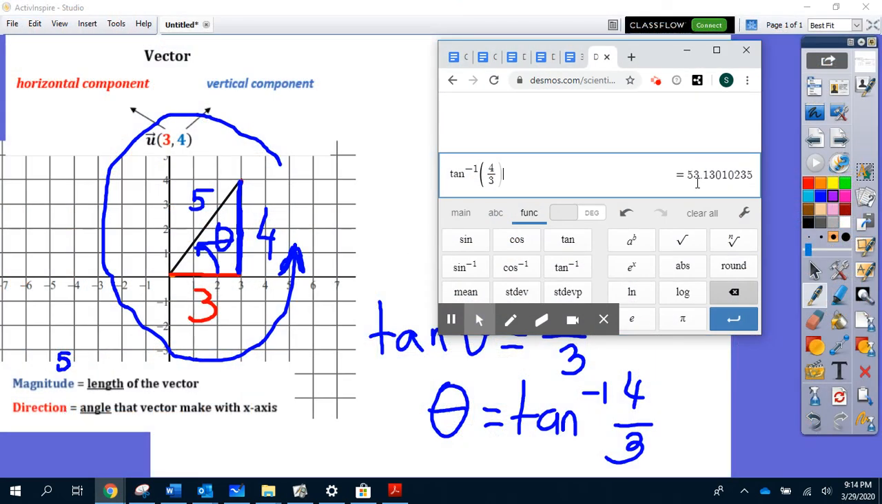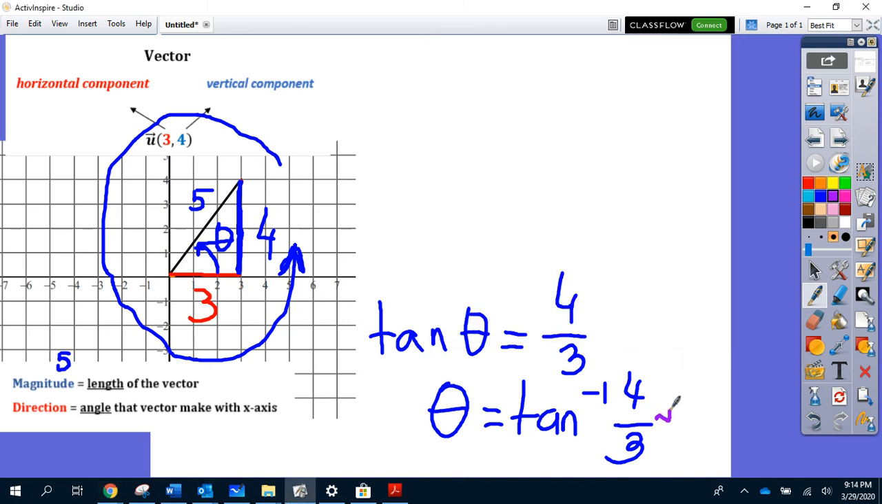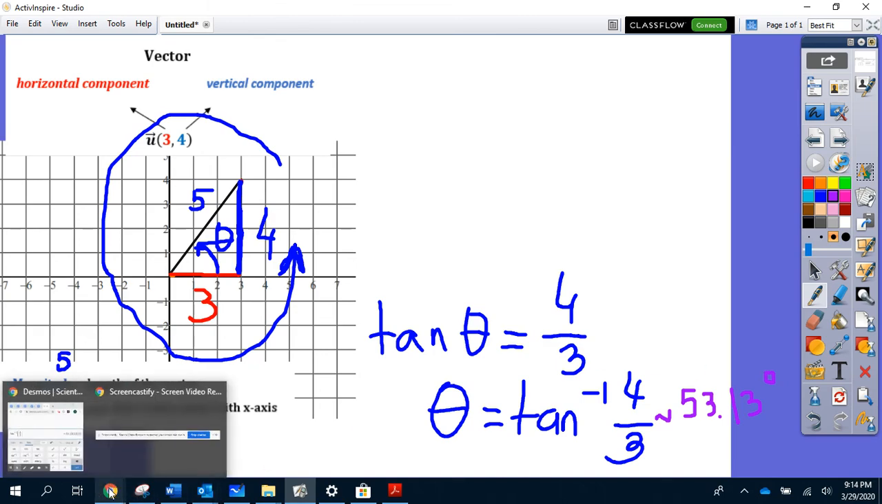If we look here, the two decimals are 1 and 3, and the next decimal is a 0. So my angle will be approximately 53.13 degrees. And this is an approximation to the nearest hundredth of a degree.